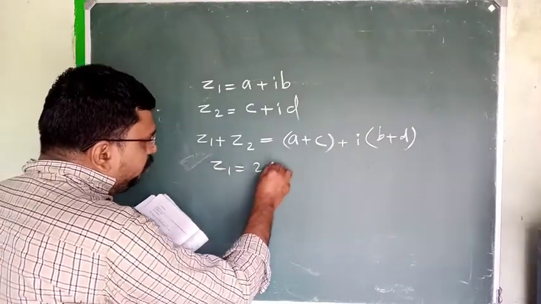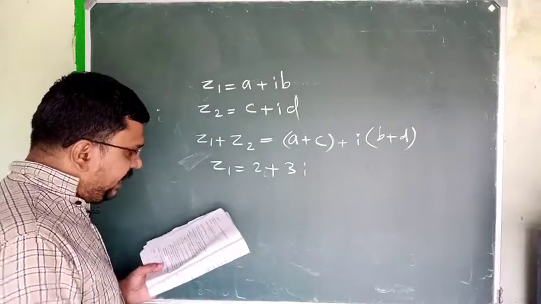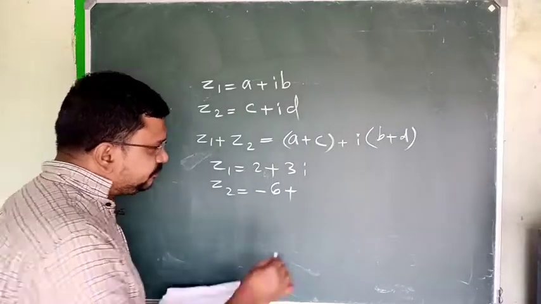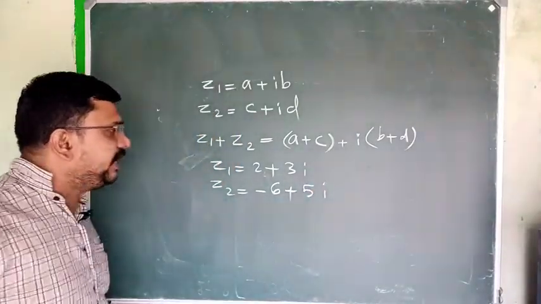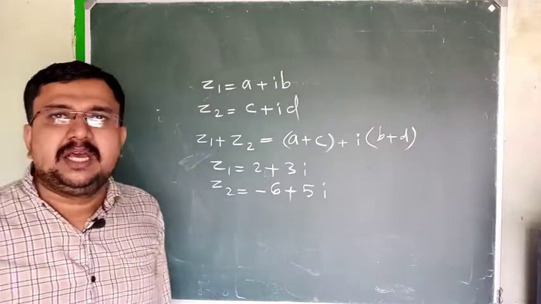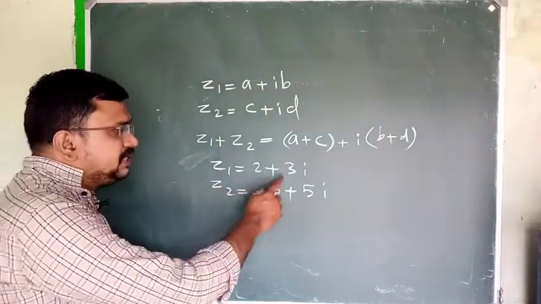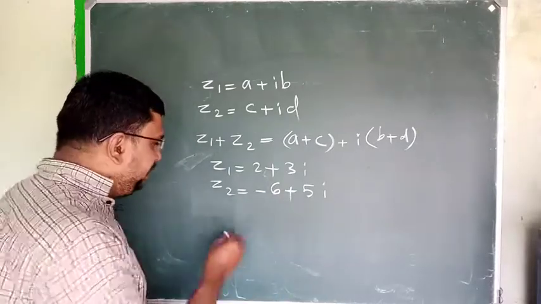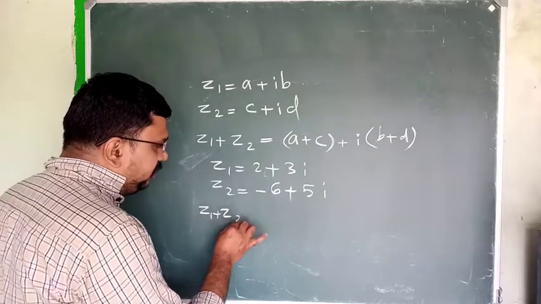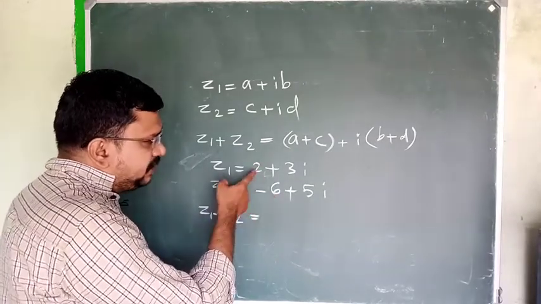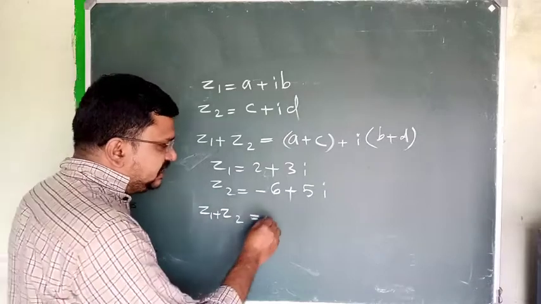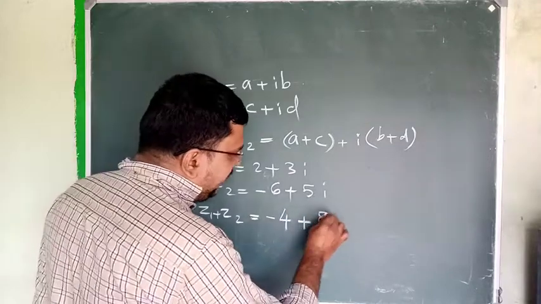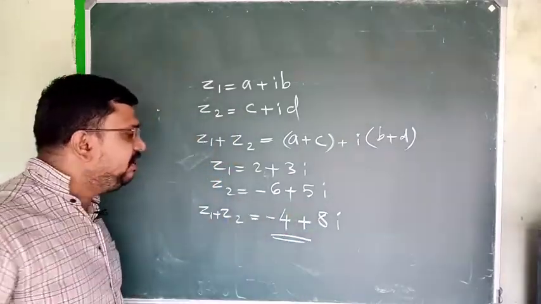Z1 equal to 2 plus 3i and z2 equal to minus 6 plus 5i. Okay, two complex numbers are there. Then what is z1 plus z2? Add the real part: 2 plus minus 6, answer is minus 4, plus 3 plus 5, 8i. Okay, this is the final result.